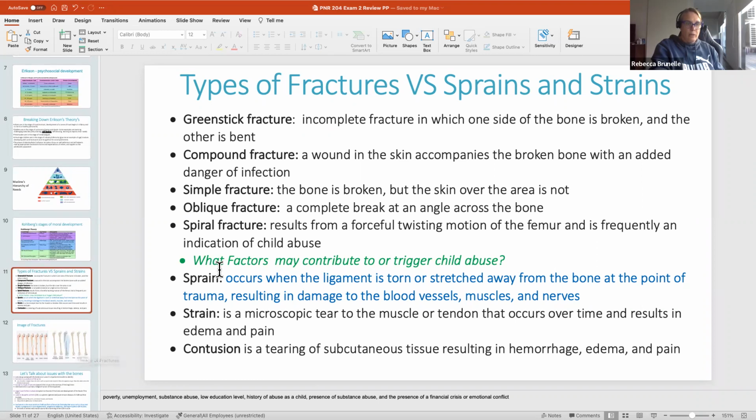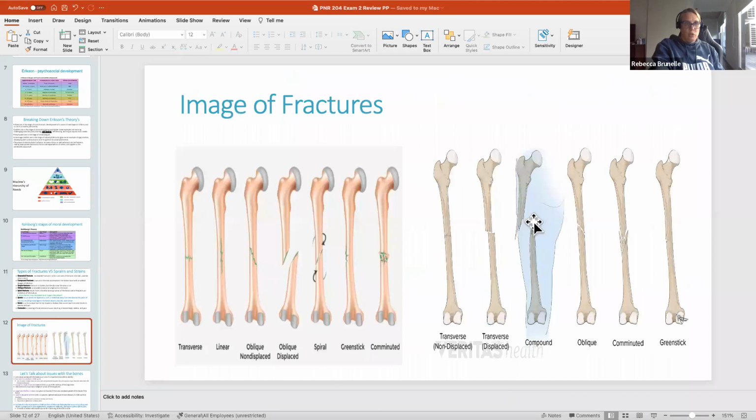For all three of these soft tissue injuries, the primary treatment is the RICE acronym, which is rest, ice, compression, and elevation. This next slide gives you a pictorial image of the different types of fractures.